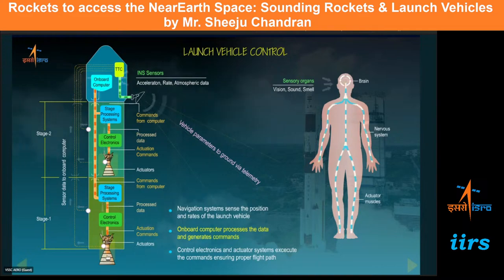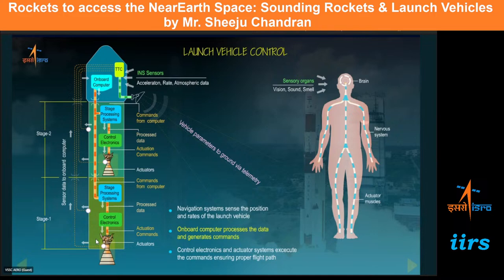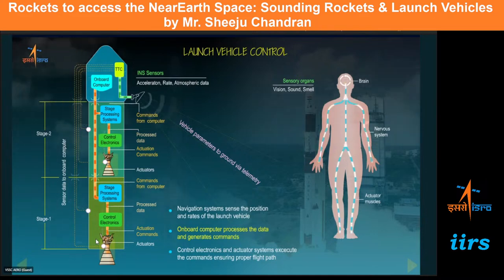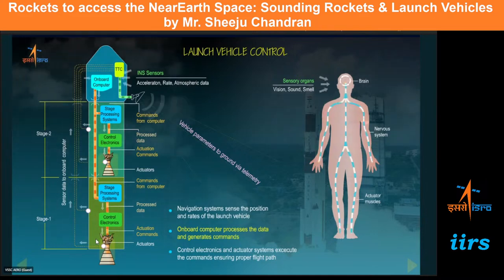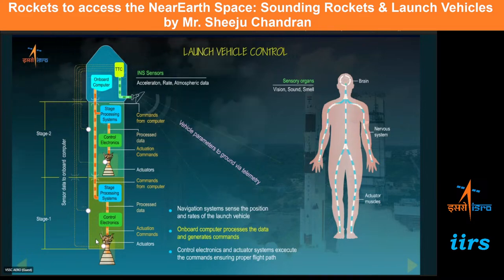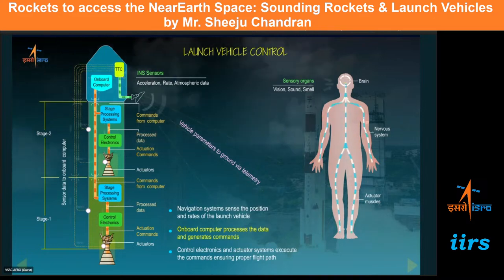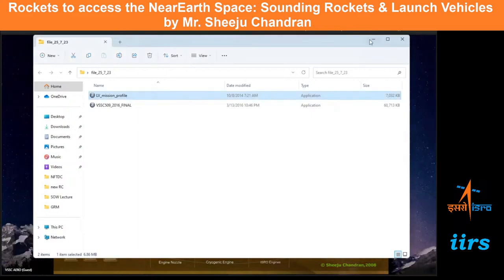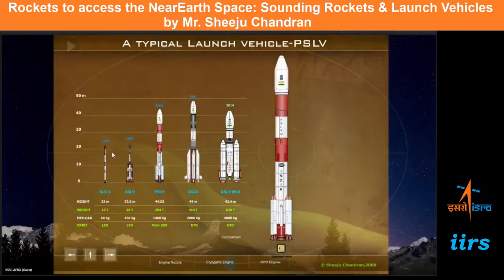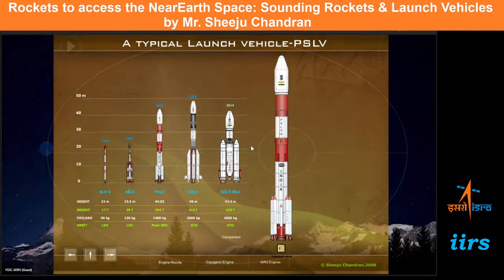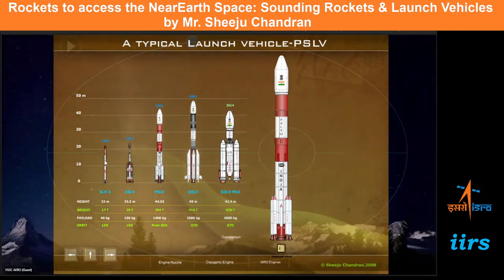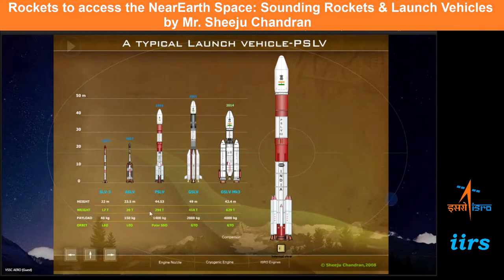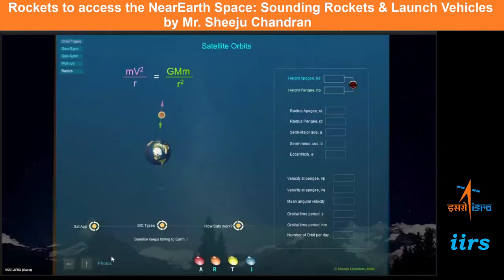The system will find out what kind of actuation is required, and the commands will be given to the system. So this way the system will be controlled to its final operation. So this is how a typical launch vehicle functions. In India, we have developed a series of launch vehicles right from the SLV-3 in 1979 to the LVM-3 vehicle. So a lot of things have been done.